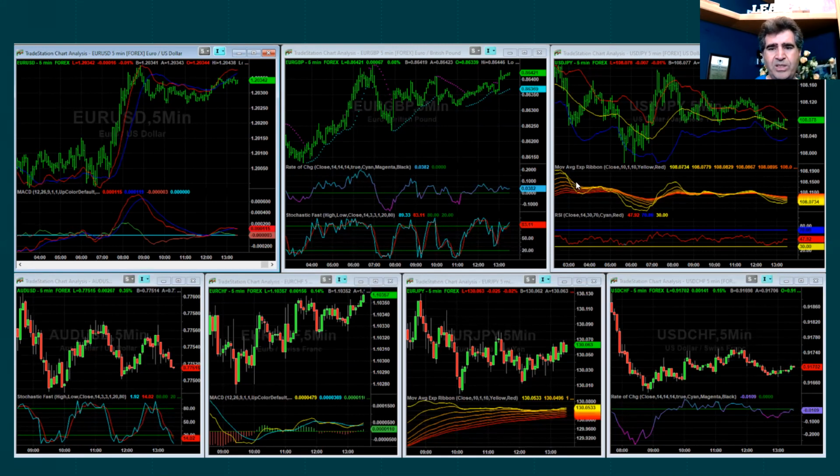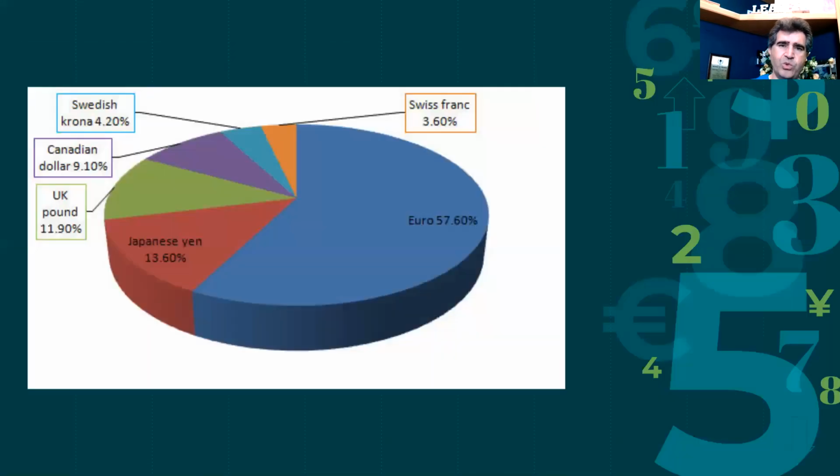This is the moving averages ribbon. Basically we look at the expansions and the contractions on ribbons. But this is not what we're going to study. I just want to show you a sample of what is out there for 5 minutes. I'm going to emphasize more on the daily and the 4-hour.